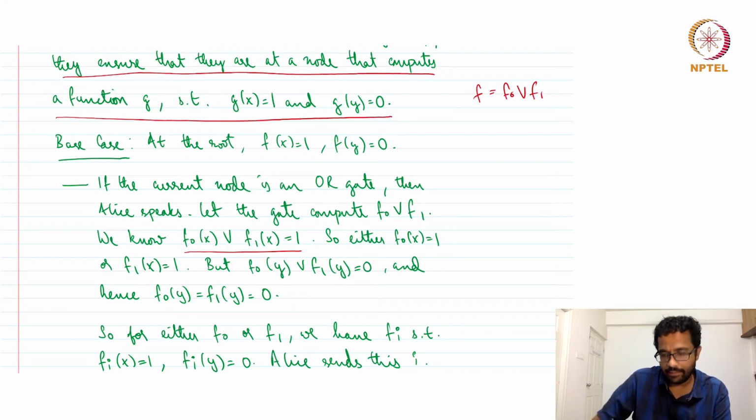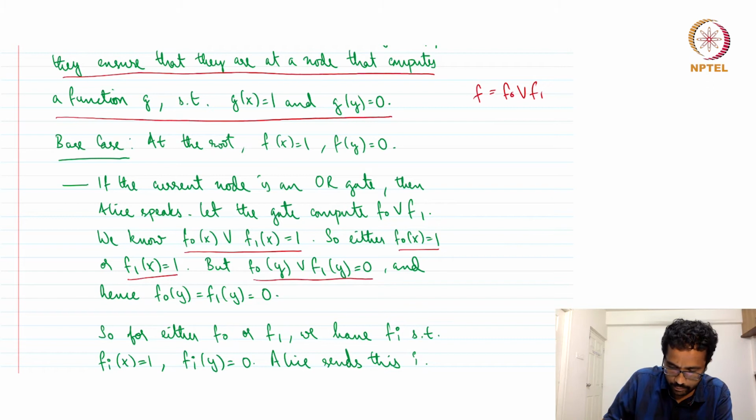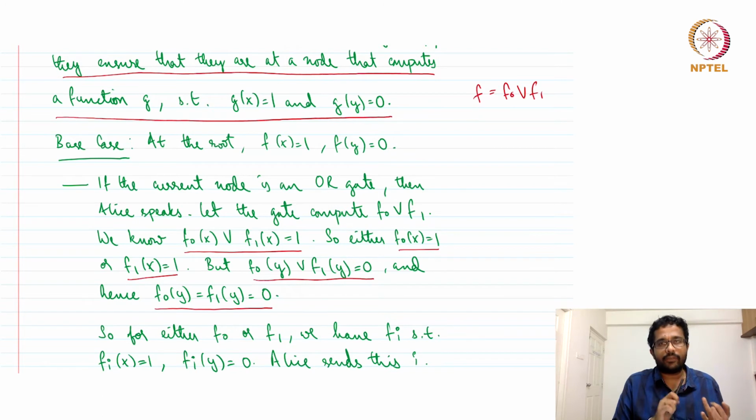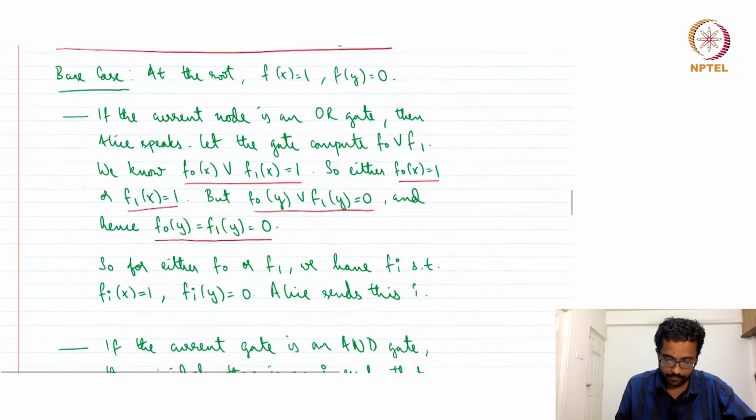This means that either f0 of x is equal to 1 or f1 of x is equal to 1. The next thing is that f0 of y OR f1 of y is equal to 0, because f of y is 0. Now if the OR of two things is 0, both of them have to be 0. So f0 of y is 0, f1 of y is 0, and either f0 of x is 1 or f1 of x is 1. Both could be 1, but we know for sure that at least one of them is 1.